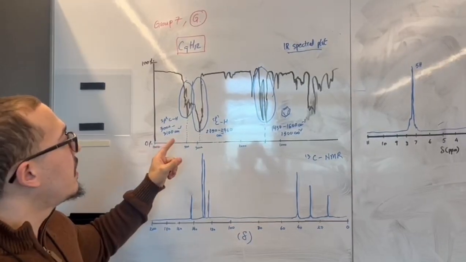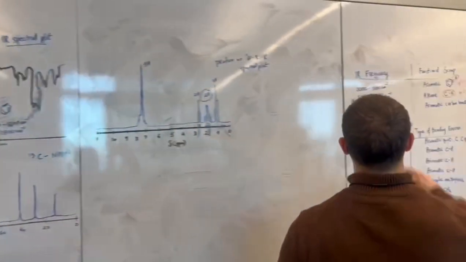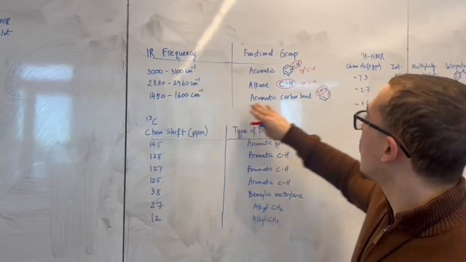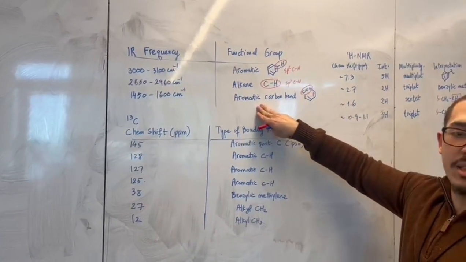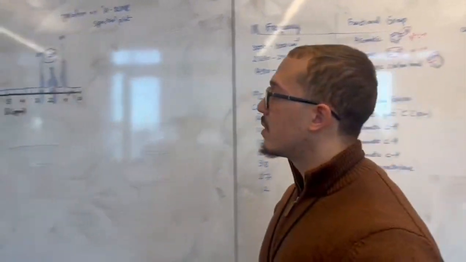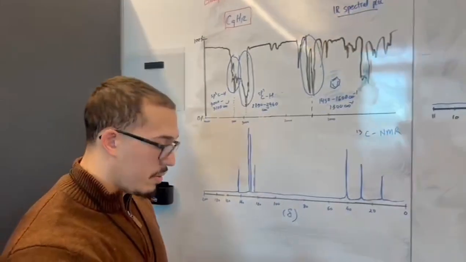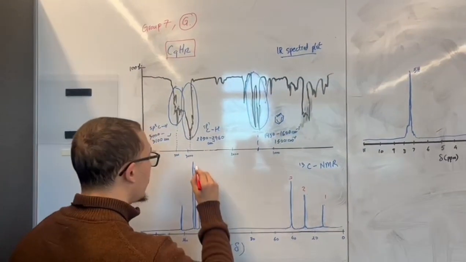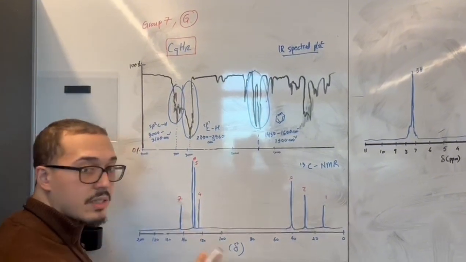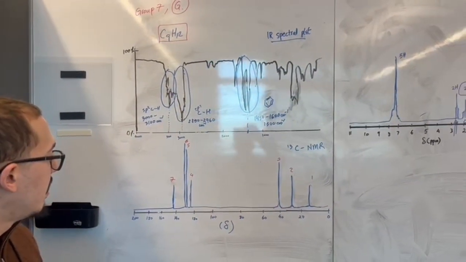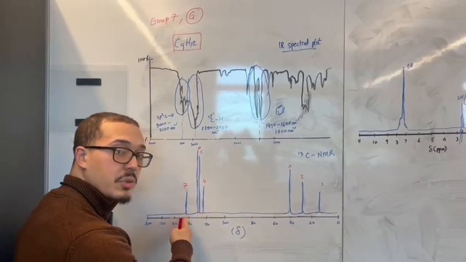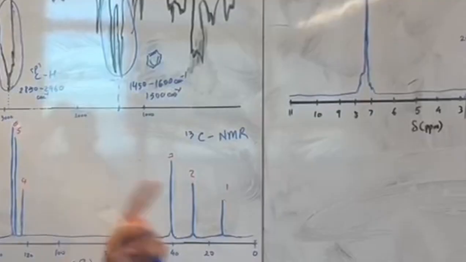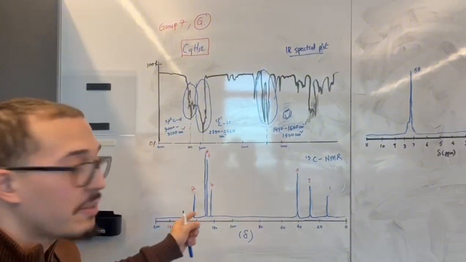Okay, so we know based off of this, matching back to the table, that 3000 to 3100 would align with these functional groups. Analyzing our carbon 13 NMR, we count 1, 2, 3, 4, 5, 6, 7 distinct carbon environments. Most notably, I see something between 110 and 170 ppm chemical shift. You could reference this table right here. Okay, that would be the aromatic.